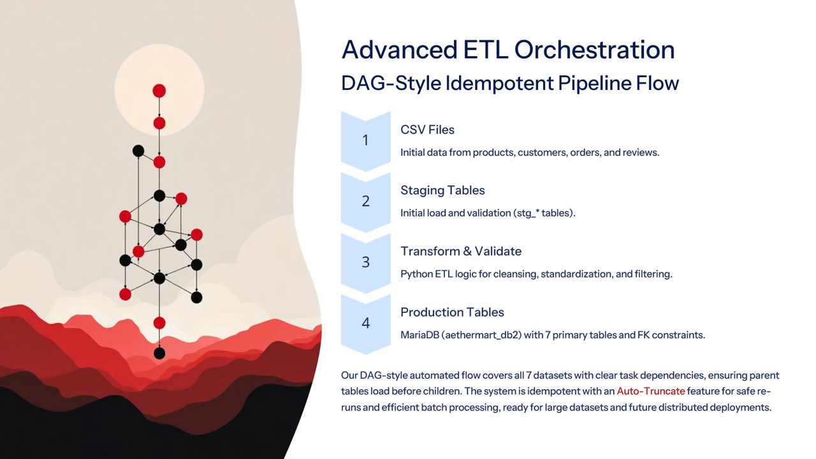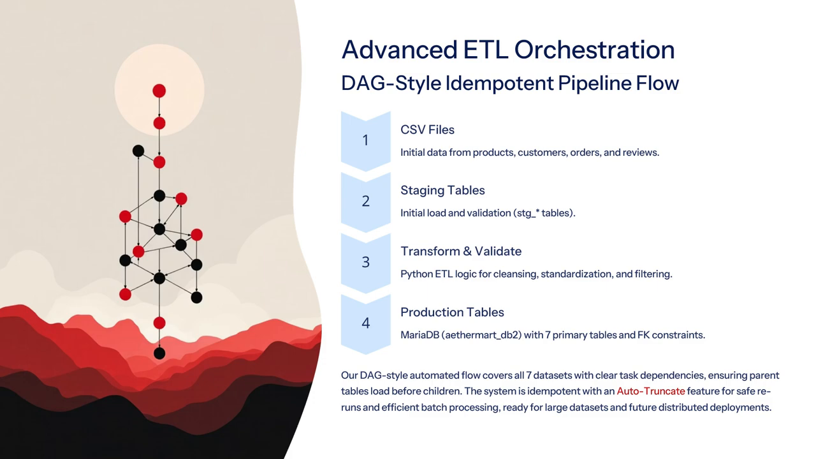So our DAG style automated flow covers all 7 datasets with clear task dependencies, ensuring parent tables load before the children, like I previously mentioned, so that it will follow a proper flow. The system is idempotent with an auto truncate feature for safe reruns and efficient batch processing, ready for large datasets and future distributed deployments. So we also made the pipeline idempotent.